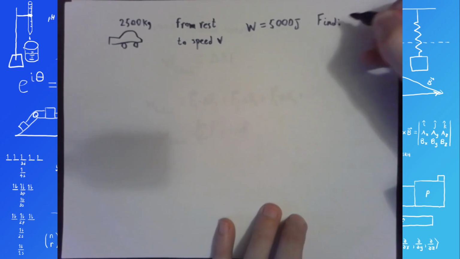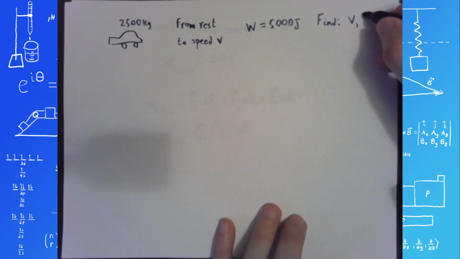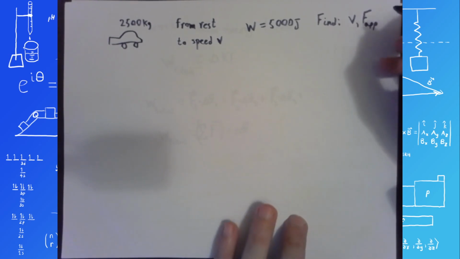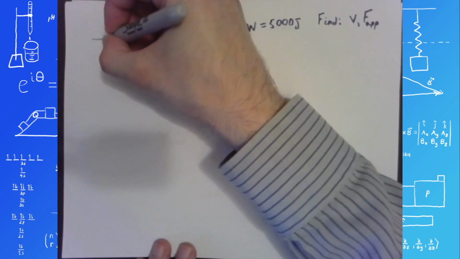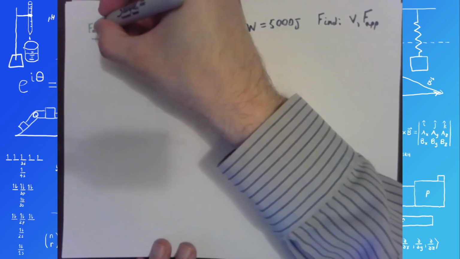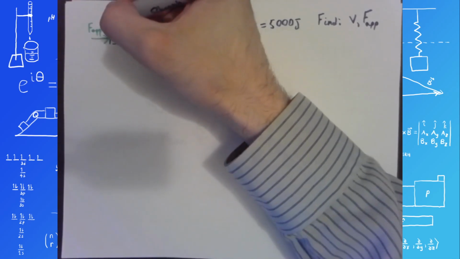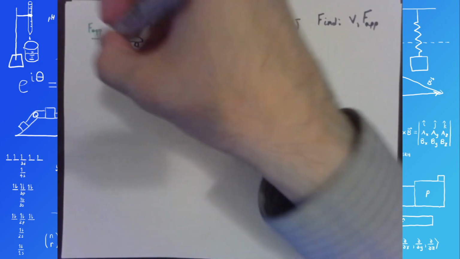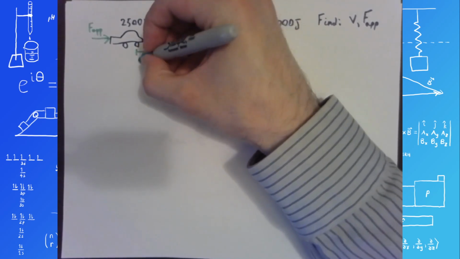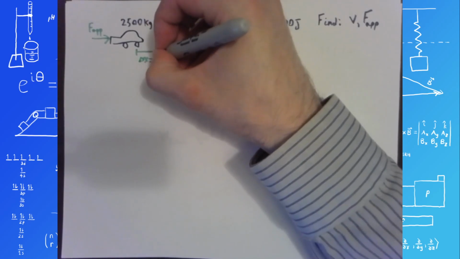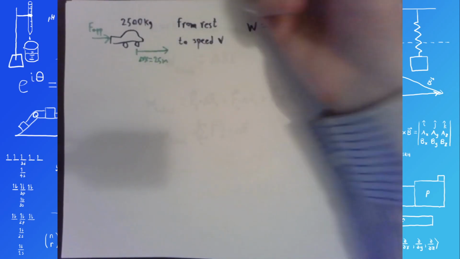Find V and find, I guess we'll call it force applied, the horizontal force applied to the car. Let me draw what that force applied looks like. It's going to look something like this. And they said that the car moves 25 meters. So I'm going to call that delta x equals 25 meters in magnitude.